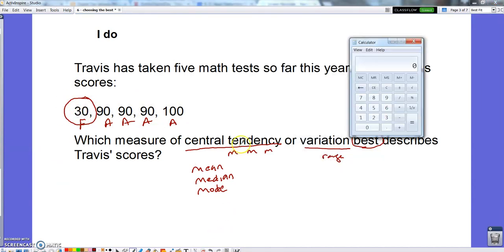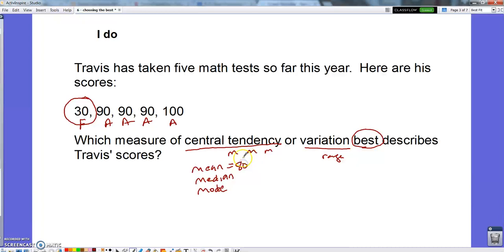And as we discussed in the last one, if I find his mean score, 90, 90, 90, 100, and divide by 5, thanks to that one really bad one, his mean score is an 80. And that's just really not a good representation of how Travis did. If I just told you, yeah, Travis's mean score is an 80, you'd be like, okay, Travis probably usually gets B's and C's, right? That's not at all what happened.